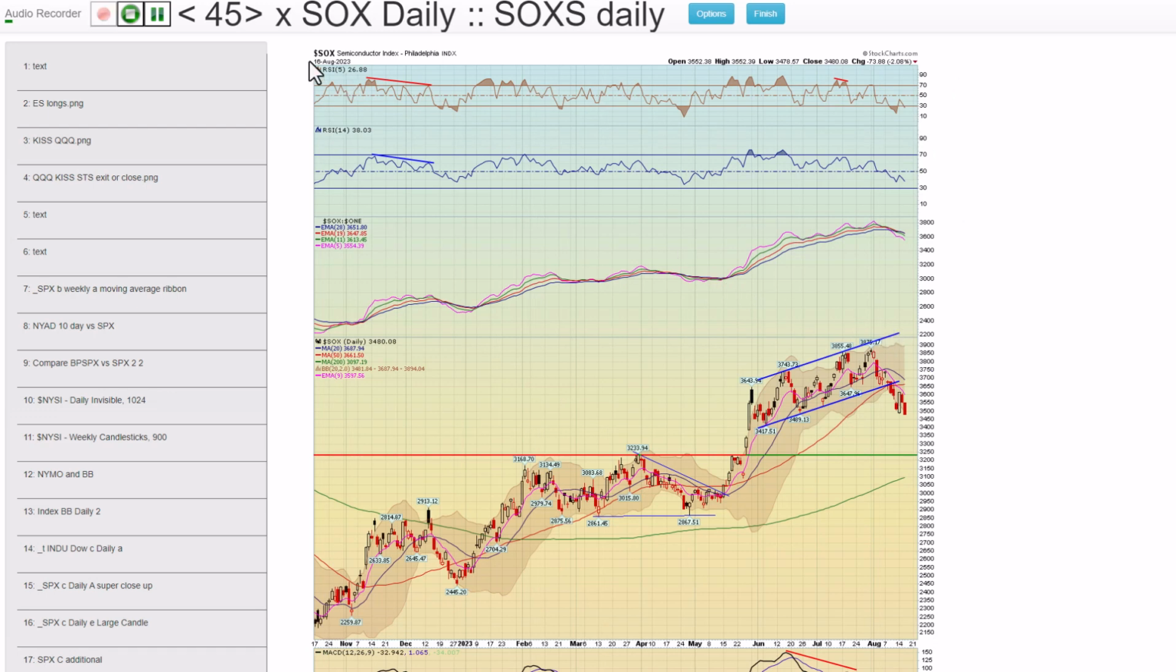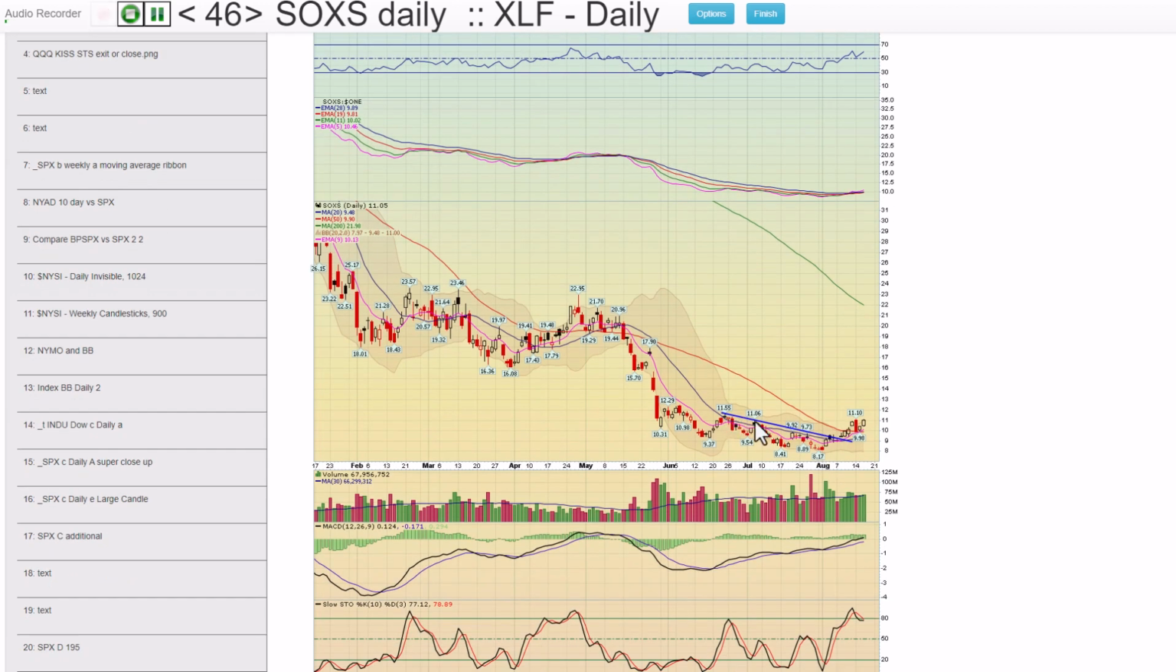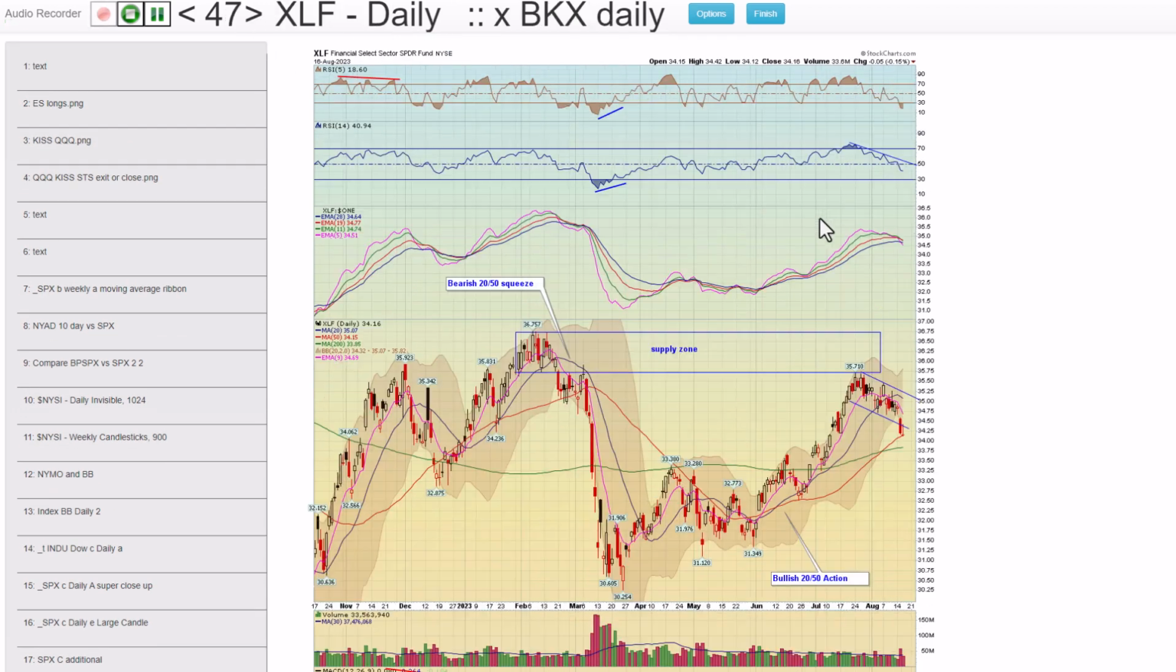Chart 45, here's the SOX semiconductors. Remember I showed this last week. It looked bearish. We lost the 50-day moving average. And since then, we've continued to decline. Long-term support is down here at 32.30. Next, chart 46, here's the SOXS, the triple inverse ETF for semiconductors. We gave that as a trade idea, a way to play a breakdown in semiconductors, and that's been moving up nicely. Chart 47, XLF financials, now down to its 50-day moving average.